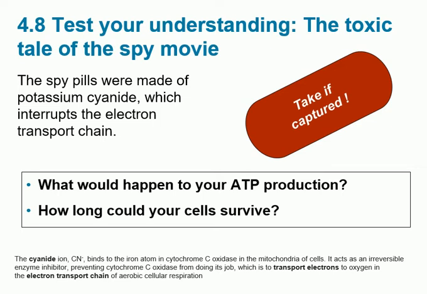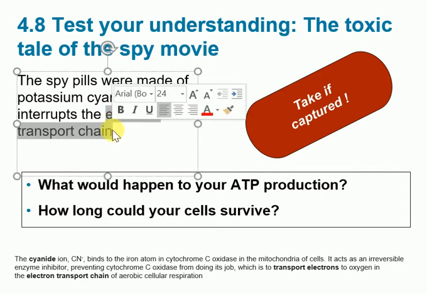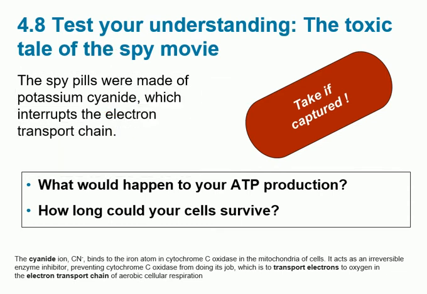So the bottom line is, these spy pills, toxic pills, which contain potassium cyanide, interrupt the electron transport chain, which is the main source of energy inside the cells. So you cannot make ATP anymore, and the cells will die. You cannot count on the other two.